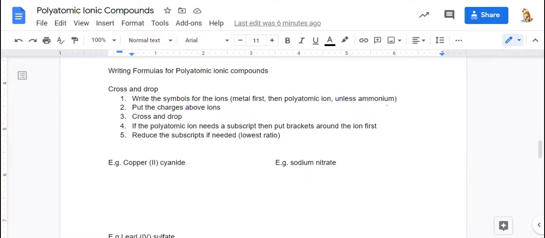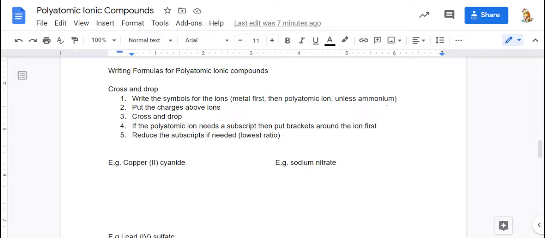So I'll show you the cross and drop or crisscross method, and then I'll show you the zero sum method. So write the symbols for the ions, the metal first, then the polyatomic ion, unless of course it's ammonium, and that goes in place of the metal. Put the charges above the ions, cross and drop the charges. Sorry, the numbers from the charges, not the plus or minus. If the polyatomic ion needs a subscript, then you have to put the polyatomic ion in a bracket first. Reduce the subscripts if needed so that it's a lowest ratio.